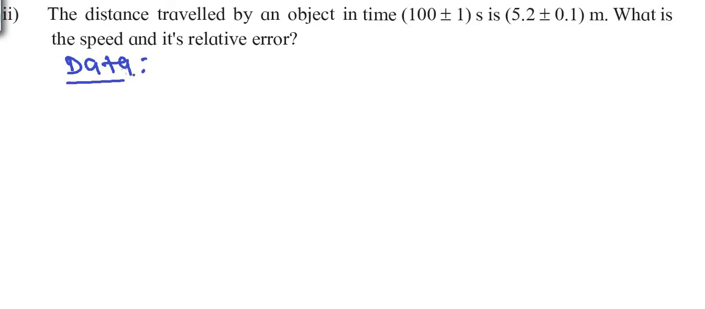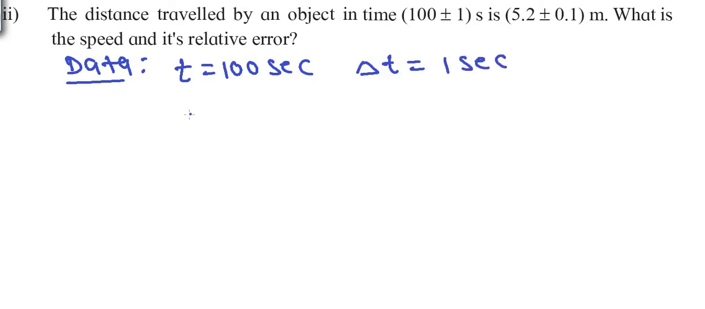It is given that the time t is equal to 100 seconds and the absolute error in the measurement of time, delta t, is equal to 1 second. Similarly, distance is also given, x is equal to 5.2 meters, and the absolute error in the measurement of distance is also given, 0.1 meter. Now first calculate velocity or speed.